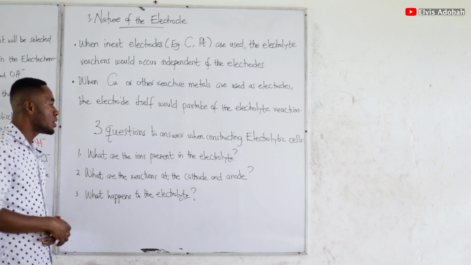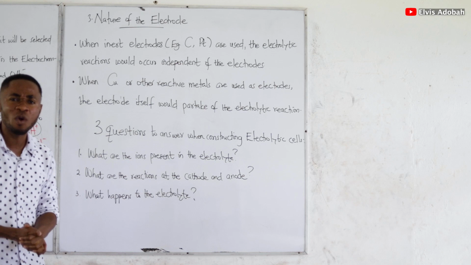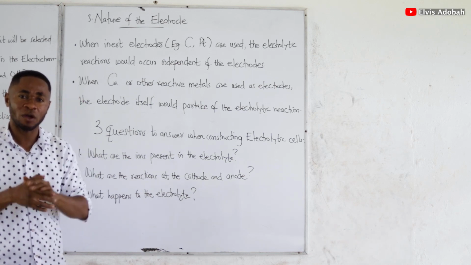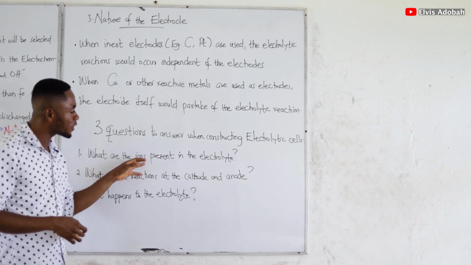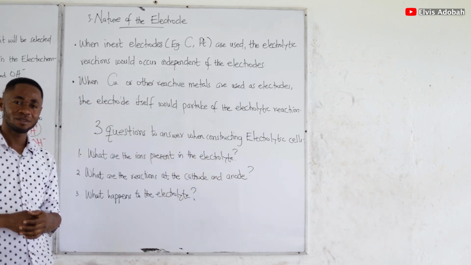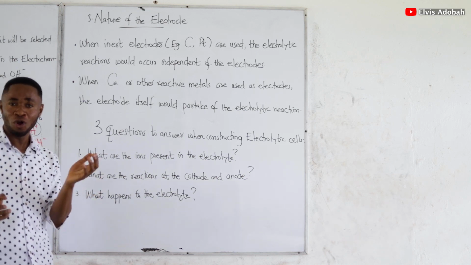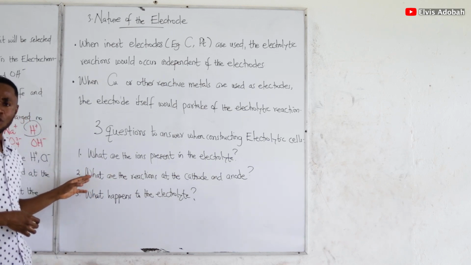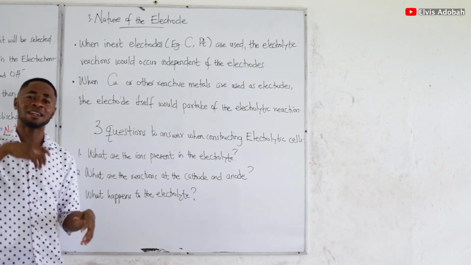However, at this point, to construct electrolytic cells, there are three questions we would always be asked concerning these electrolytic cells after we build them up. First question: what are the ions present in the electrolytes? If we know the ions present, then we will know which one will move to the anode, which one will move to the what? Cathode. Good.